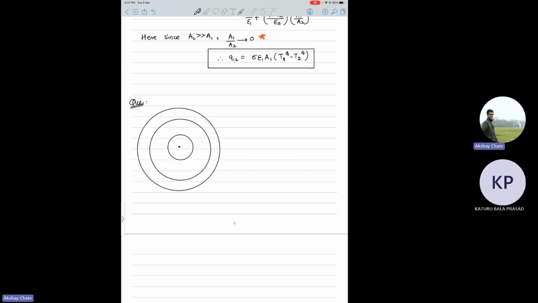So these are 3 concentric cylinders: 1, 2, and 3. The diameter of each cylinder is given in the problem. The inner cylinder, which is the smallest, has a diameter of 150 mm. The middle one is 250 mm, and the biggest is 350 mm. So I'll just note down all the given information.